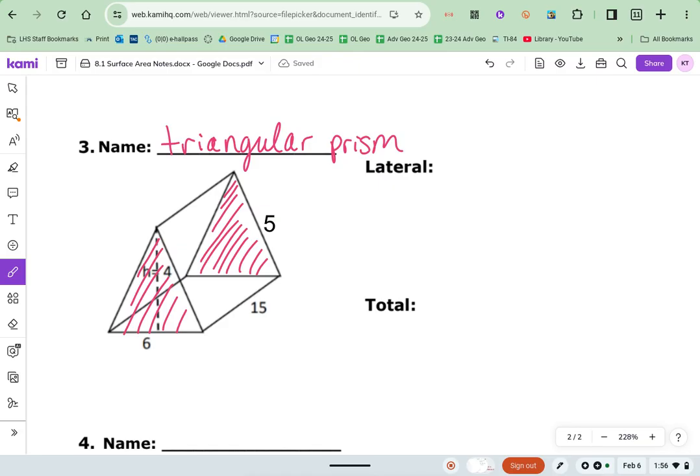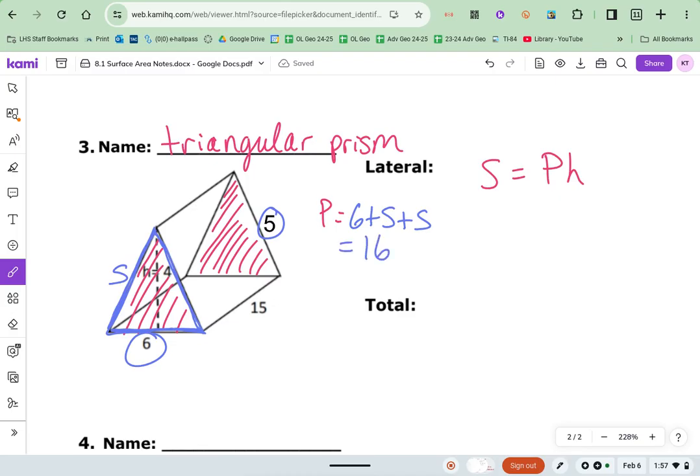So for the lateral surface area of a prism, we have surface area equals perimeter times height. So over to the side, we can work out what the perimeter is. The perimeter is the perimeter of the base shape. So we're finding the perimeter of one of our triangle bases because the triangle is the base. So that's going to be 6 plus 5 plus 5, or 16.